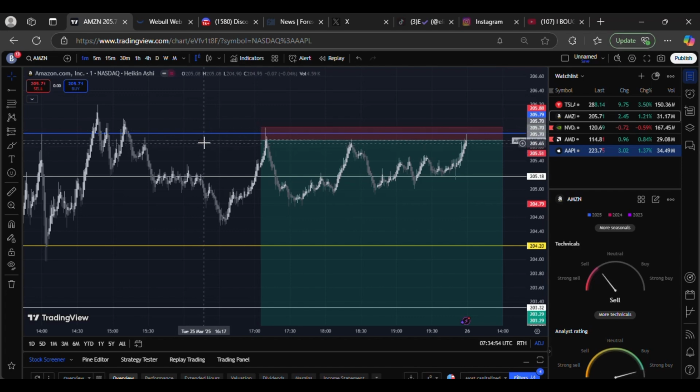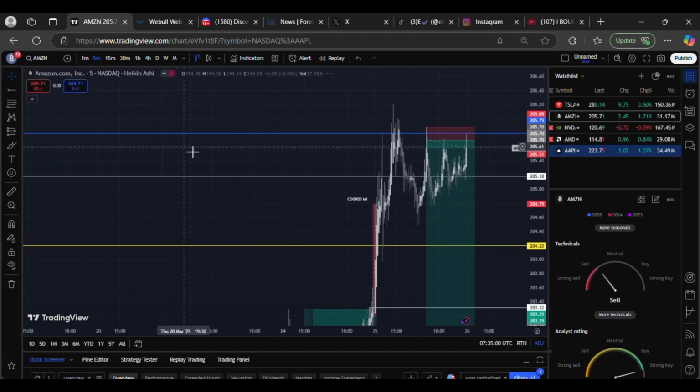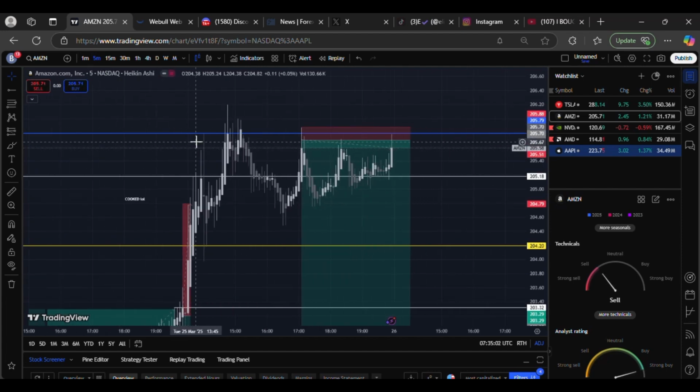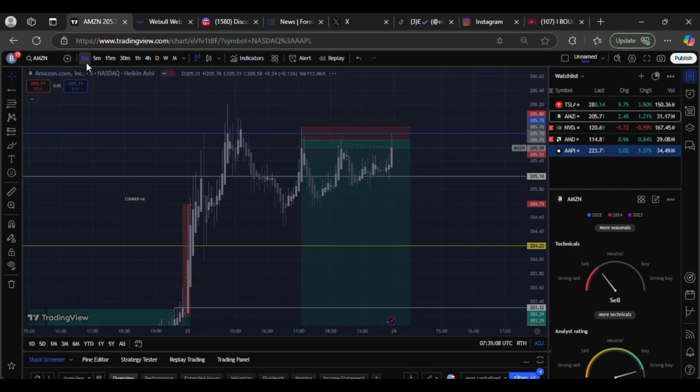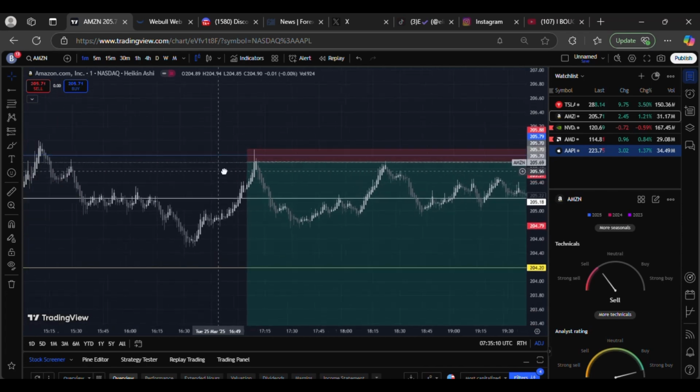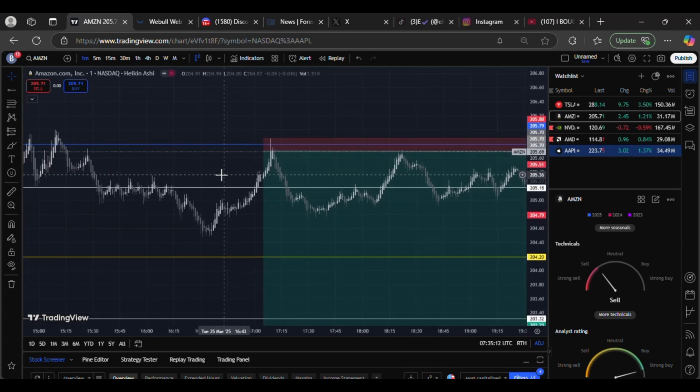I put my entry off this 5 minute order block. I think it was. Yeah, I put my entry off the 5 minute order block right here. After we swept these highs, this 5 minute internal liquidity sweep high right here, I was watching volume to see after which candle it would dump.